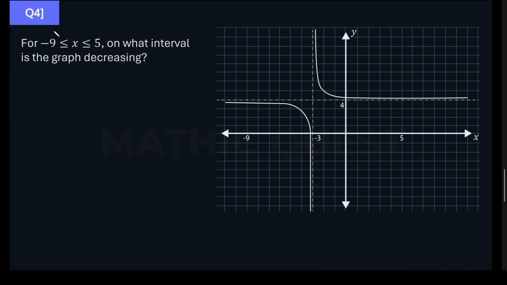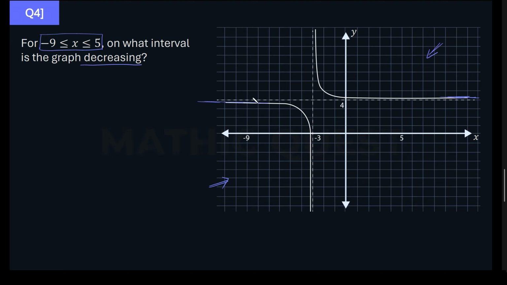Question 4. For x greater than or equal to negative 9 and less than or equal to 5, on what interval is the graph decreasing? Now first, notice that we have these dotted lines, which indicate horizontal and vertical asymptotes. So don't mistake the function here as just flat, straight lines. The function is actually getting closer and closer to the horizontal asymptote, but it hasn't arrived yet. And because of the vertical asymptote, we will write our answer in two parts.